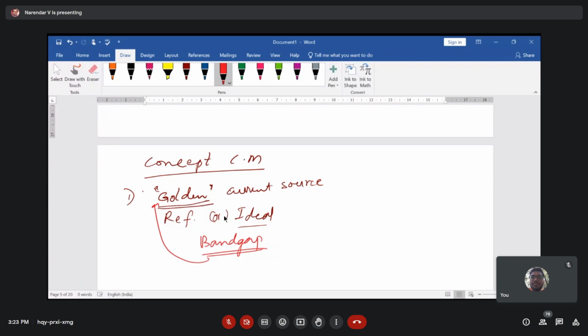Somehow we'll try to make some current source a reference current source, and then we try to generate the same current as the golden source current using the transistors. So we have to use a transistor, and then we have to get the current in a transistor just like the golden current source.